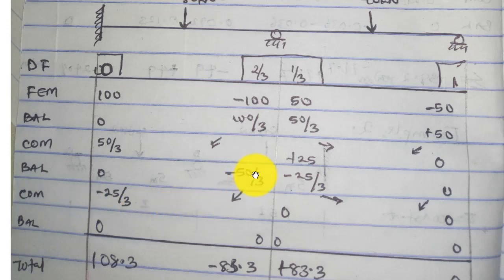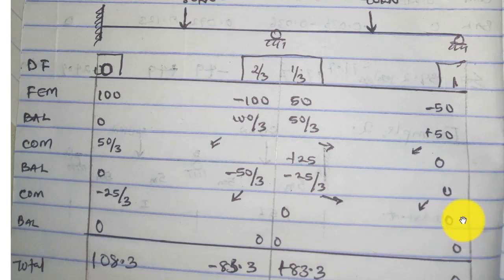So now you can carry over to the fixed end. Yes. So carry over to fixed, which is half of this. So you have minus 25 by 3. This side, when you want to carry over, is this the roller again? You cannot carry over to it. It will not take anything from you. It can give, but it cannot take.